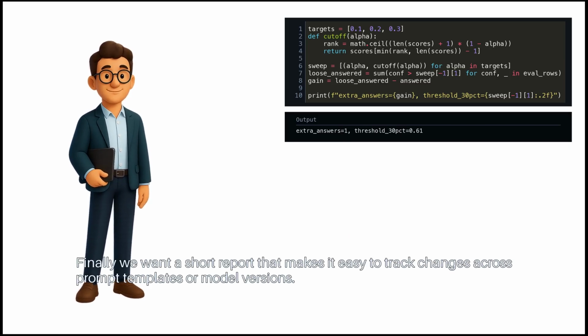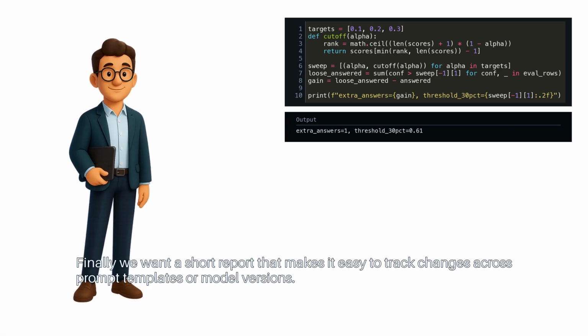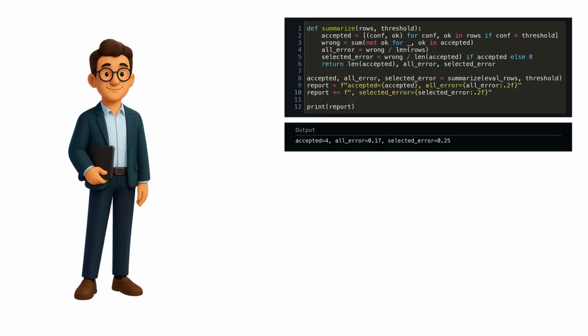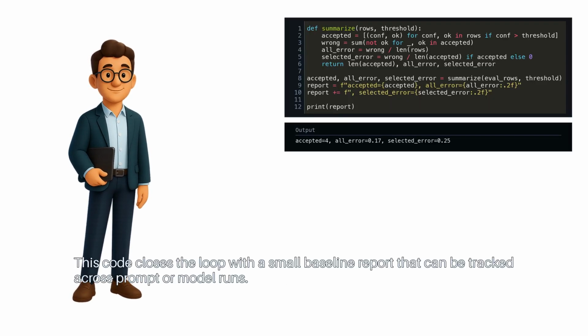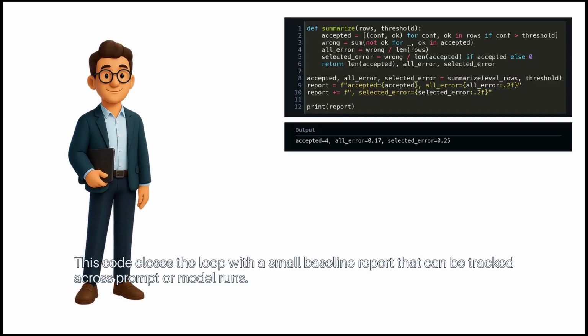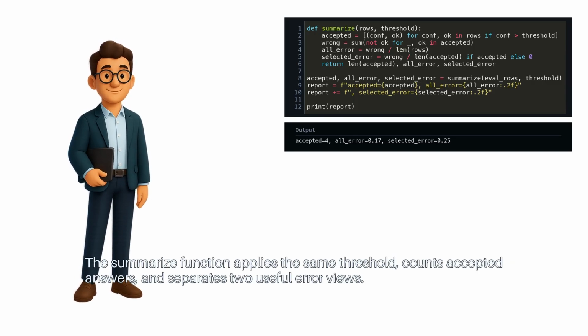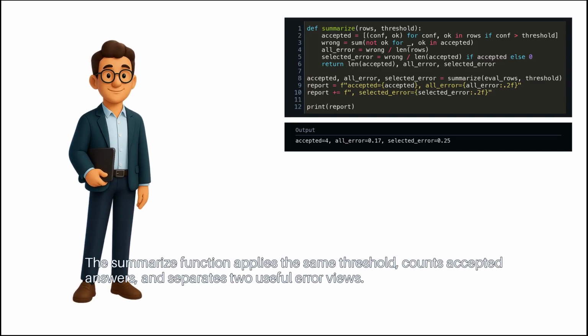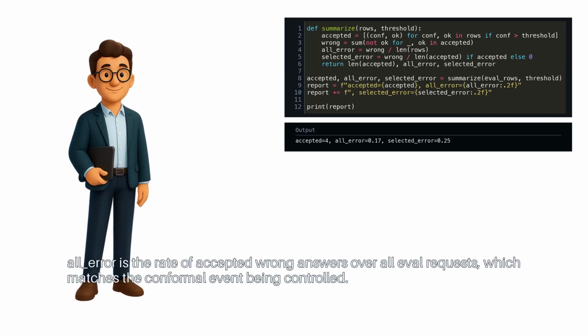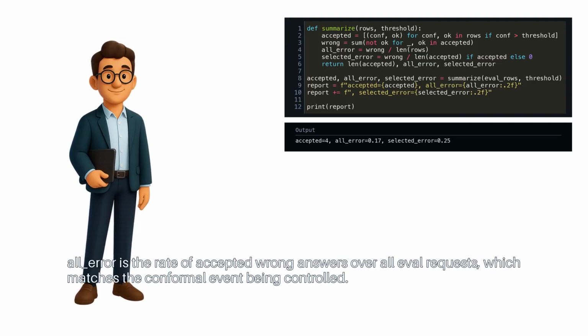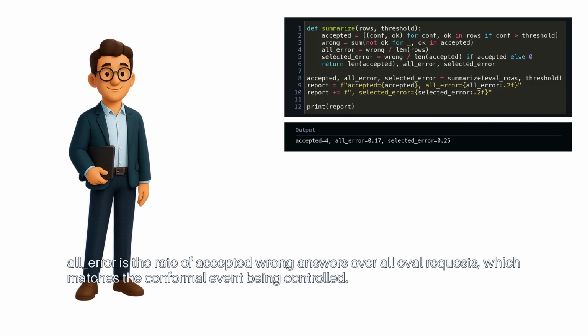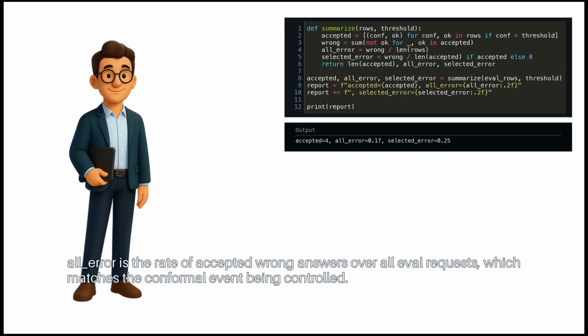Finally, we want a short report that makes it easy to track changes across prompt templates or model versions. This code closes the loop with a small baseline report that can be tracked across prompt or model runs. The summarize function applies the same threshold, counts accepted answers, and separates two useful error views. All error is the rate of accepted wrong answers over all eval requests, which matches the conformal event being controlled.